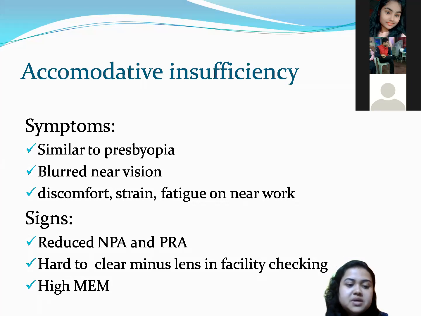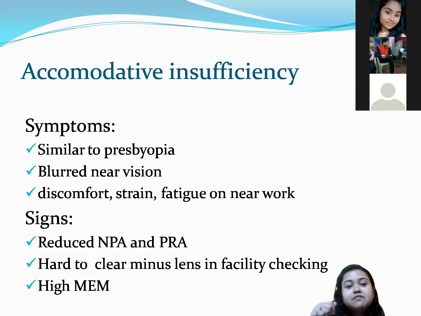Basically in accommodative insufficiency you will get a reduced amplitude of accommodation, a reduced near point of accommodation, and a reduced PRA value. You will get a higher lag of accommodation in the dynamic retinoscopy. Also, you will find that the patient cannot clear the minus lens in the accommodative facility testing.